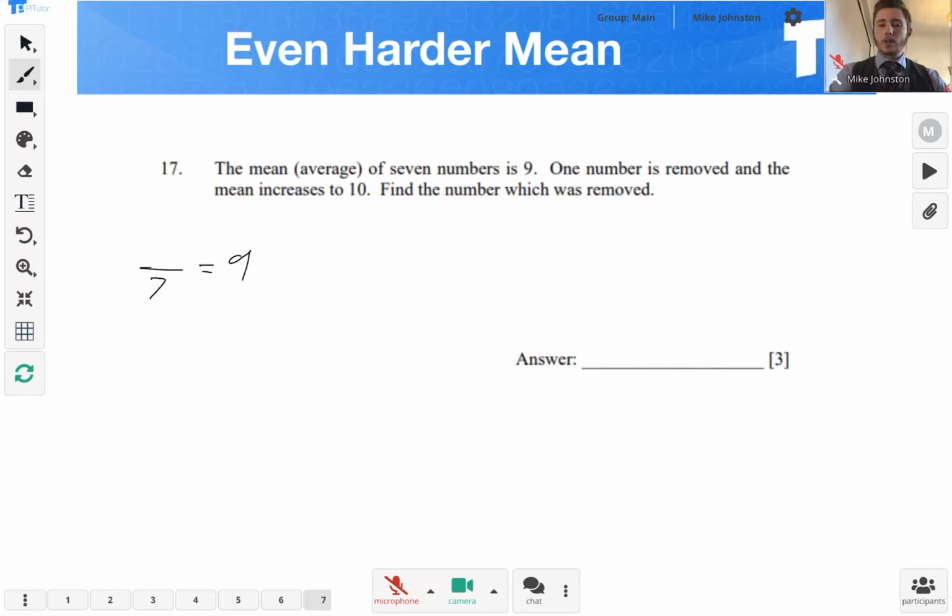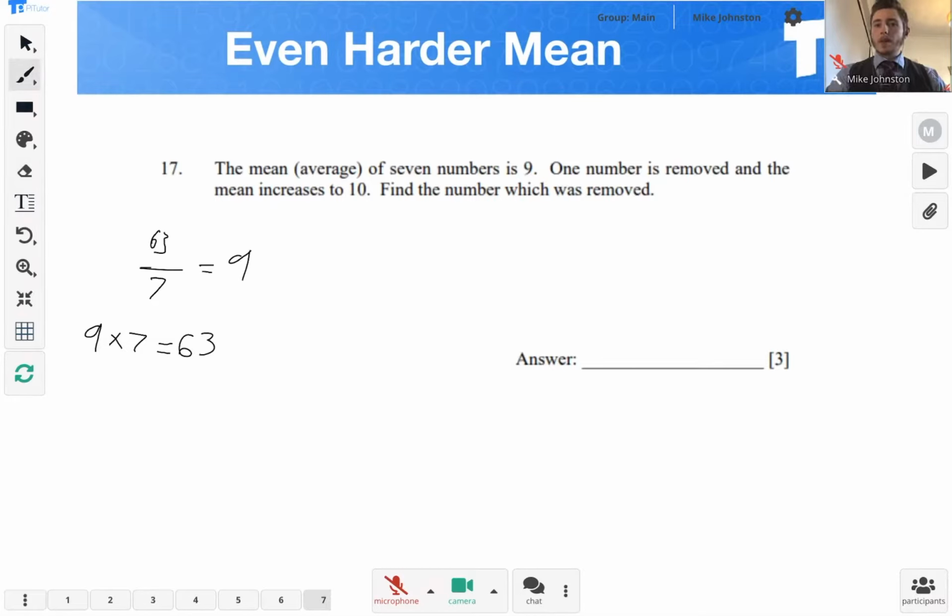Then we can use the trick we did before, where we do 9 times 7, must give us what goes here. So 9 times 7 is 63, so that must be 63 over 7. So we know that original sum must have been 63.